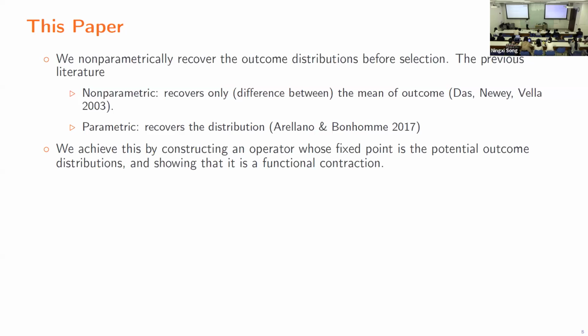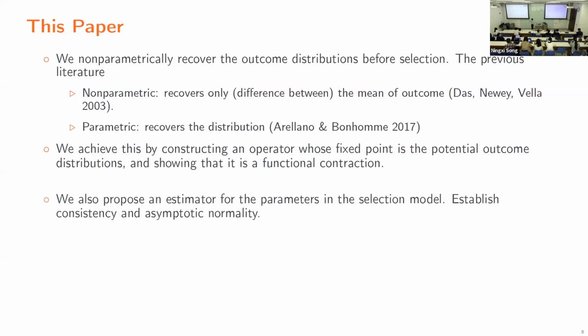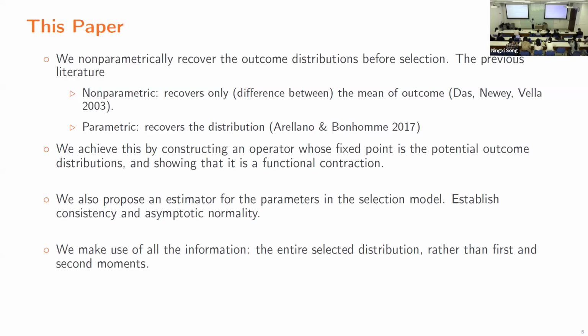And we achieve this by constructing an operator whose fixed point is the true offer price distribution, and we show that it is a contraction in the functional space. For the talk today, I will not be able to cover this part, but if you're interested, you can read it in the paper. We also propose an estimator for the parameters in the selection model and establish consistency and asymptotic normality. By the way, if you want to read our paper, please hold on until the end of this month because we are making some changes right now.